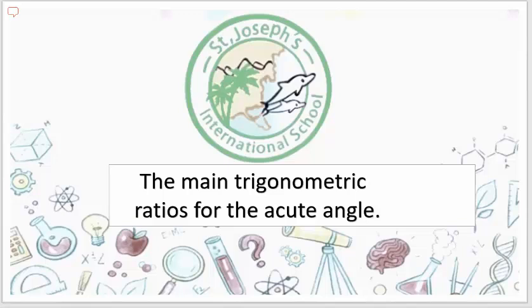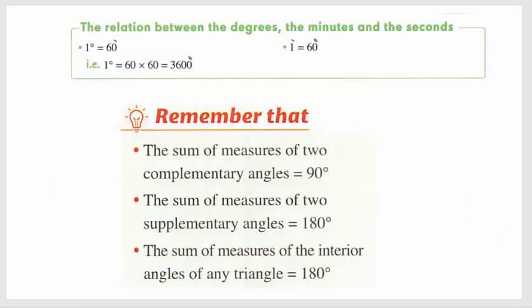Good evening, everybody. Today we will talk about how to find the main trigonometric ratios for the acute angle in the right-angled triangle. Before we start, you should remember with me that the measuring unit of the angle is called a degree, and its symbol is like this.